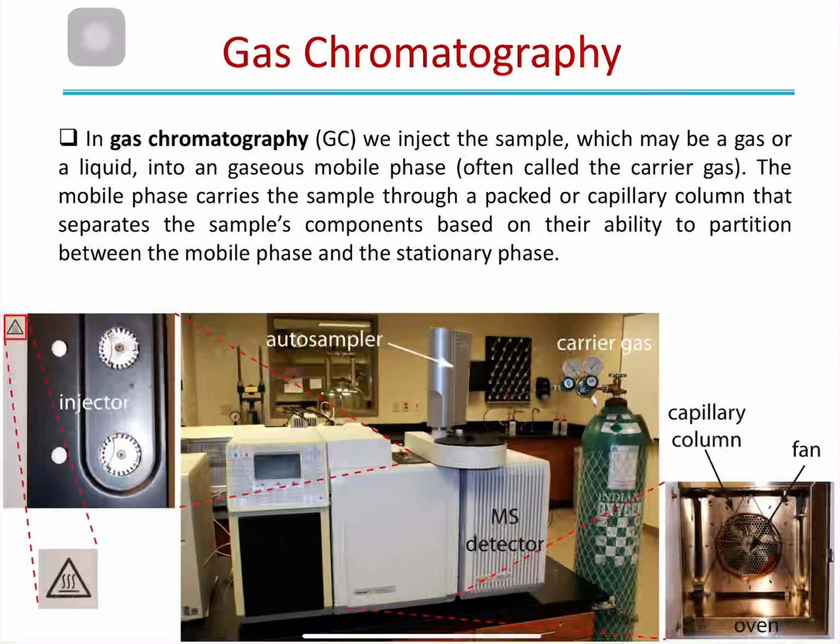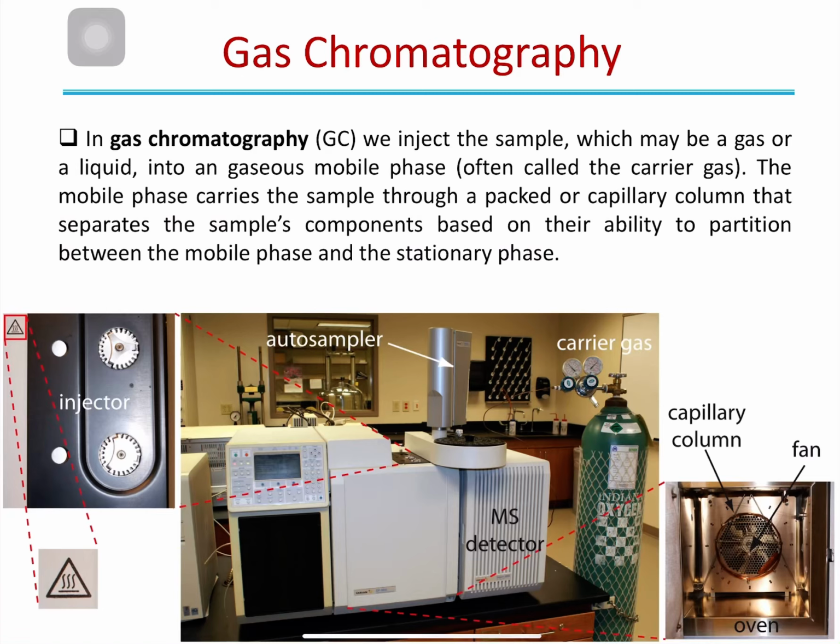Now, moving on to talk about the gas chromatography. Usually there are two types of chromatography: gas chromatography and high performance liquid chromatography, or HPLC. In gas chromatography, the mobile phase is a gas, which is called the carrier gas. This carrier gas can be hydrogen, helium, or nitrogen.